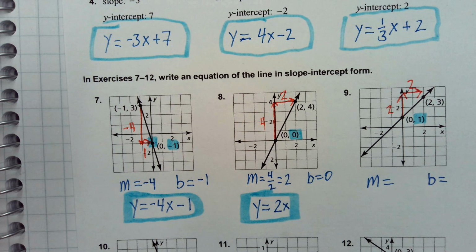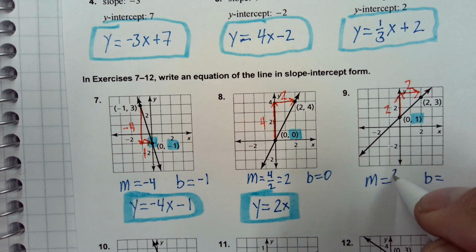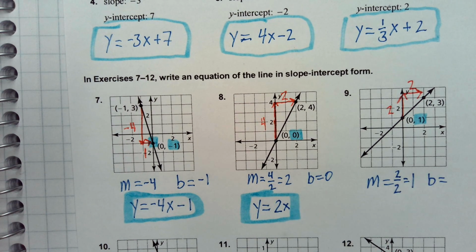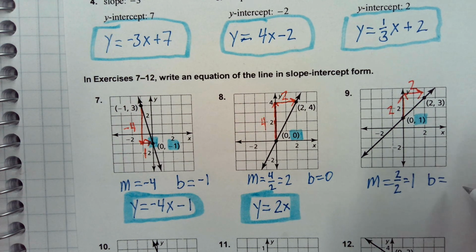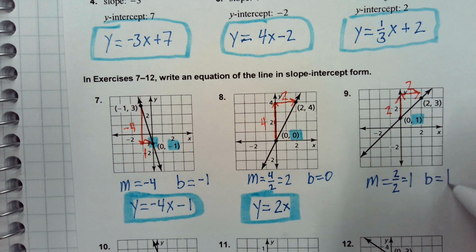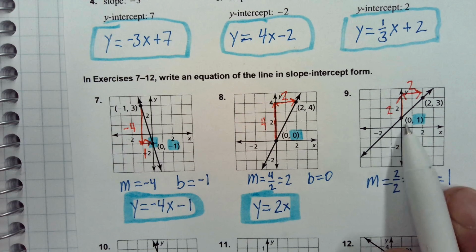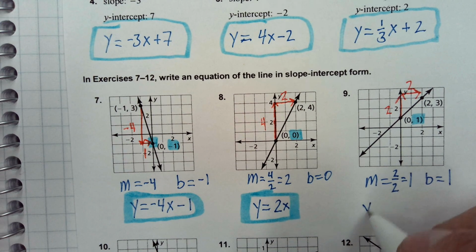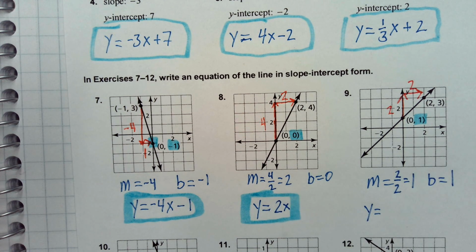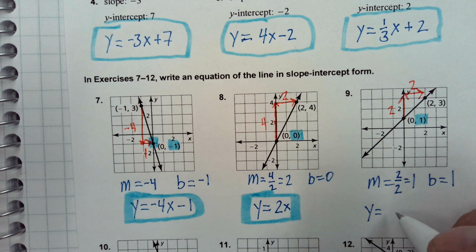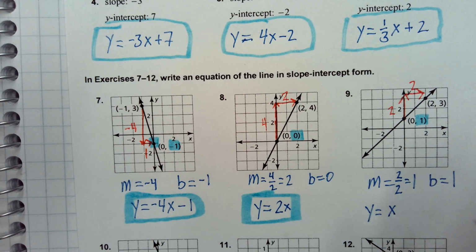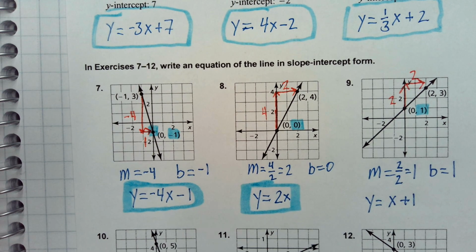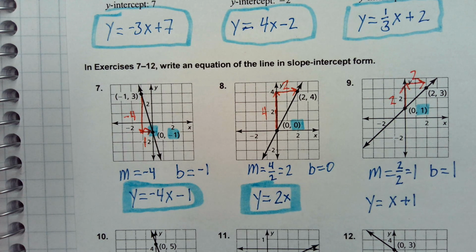So that would be 2 over 2, which is 1. And the y-intercept is 1. It's crossing at 1, right? So y equals 1x, but 1x should be written as just x plus 1. So it's y equals x plus 1.